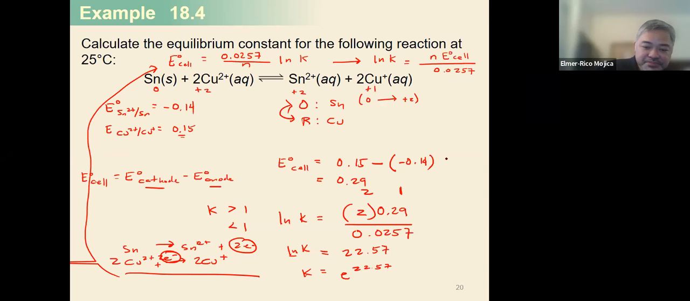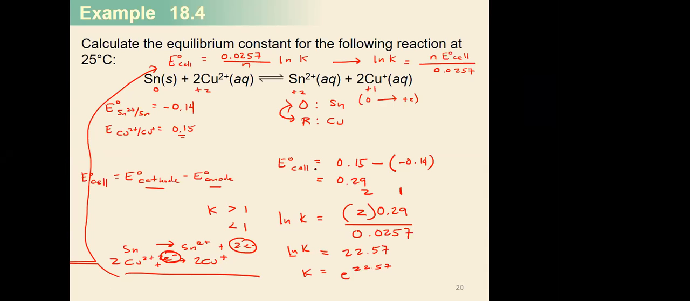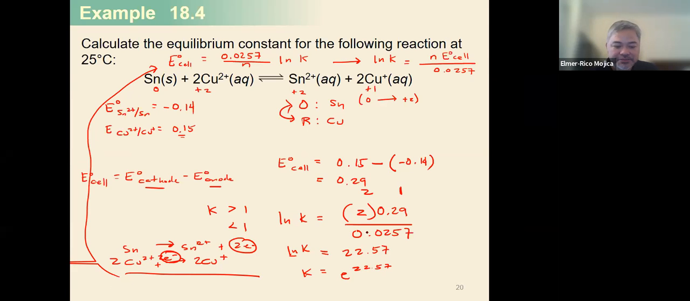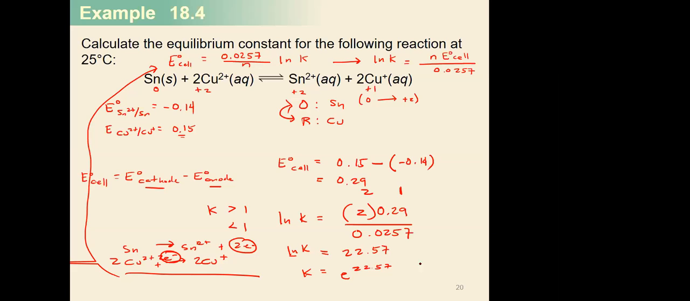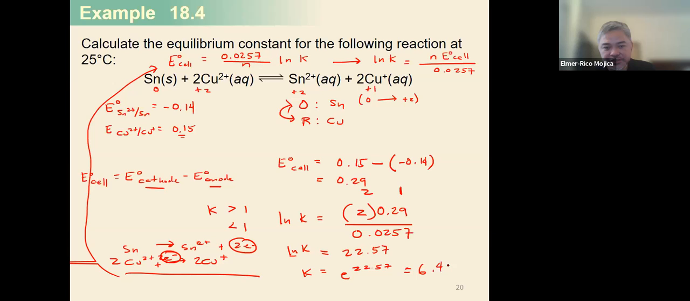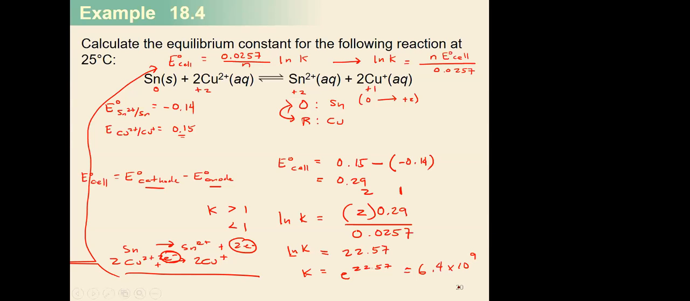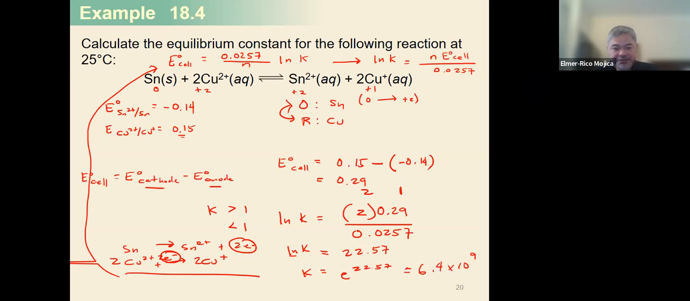Nope. That's a positive. So that should be what we raise e to. So you will get around 6.39. That's what Sumitra said. Oh, yep. Around 6.4 times 10 to the negative 9. Okay. You have to be careful, okay?